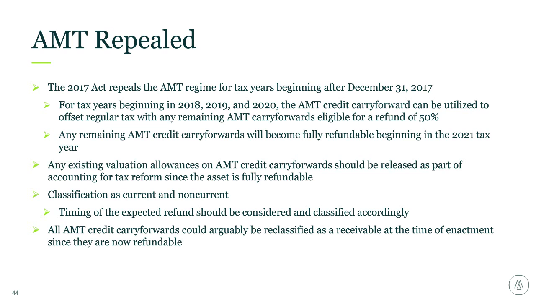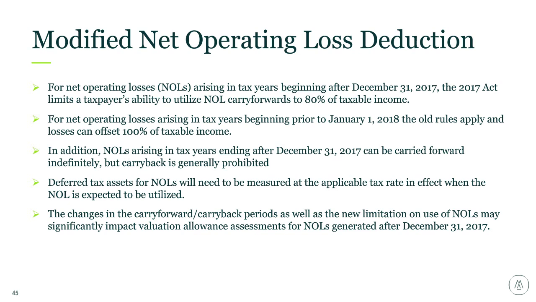I mentioned earlier, and I just wanted to reiterate, that net operating losses are going to have some different treatment and will have to be shown differently in the financial statements. A problem for the fiscal year companies is that current year NOLs for periods ending in 2018 are going to have a carryforward and no carryback. But the 80% limitation starts on NOLs created in tax years beginning after the end of the year, so that will be an area we need to keep an eye on. Deferred taxes for the NOLs are going to be measured at the effective rate when they expect to be utilized. That can impact your provision. And again, the evaluation of valuation allowances will need to take these changes into consideration.